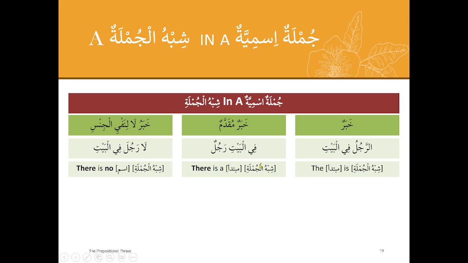Now, here we have a case of fil bayti rajulun. Why? Because the mubtada is not ma'rifah but nakira. Then we have to bring the khabar to the front. And when we translate, we say there is a man in the house, or we can say in the house is a man.